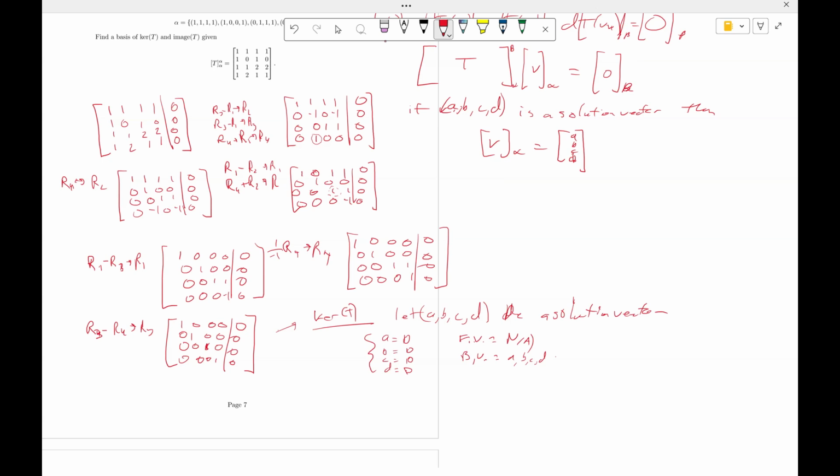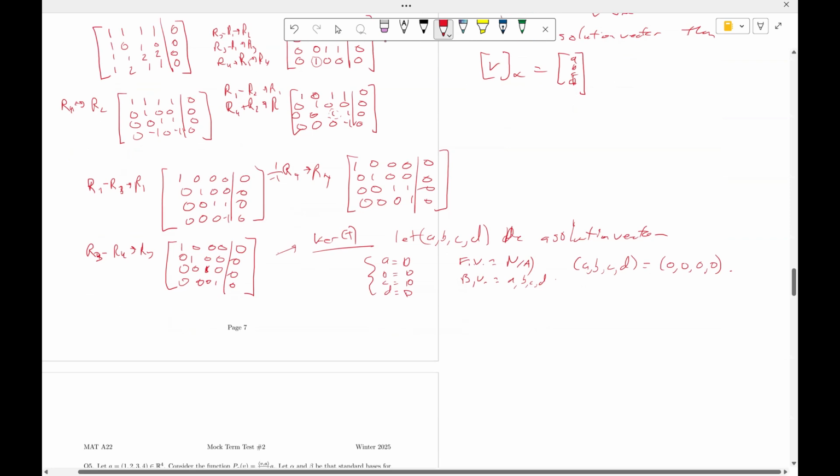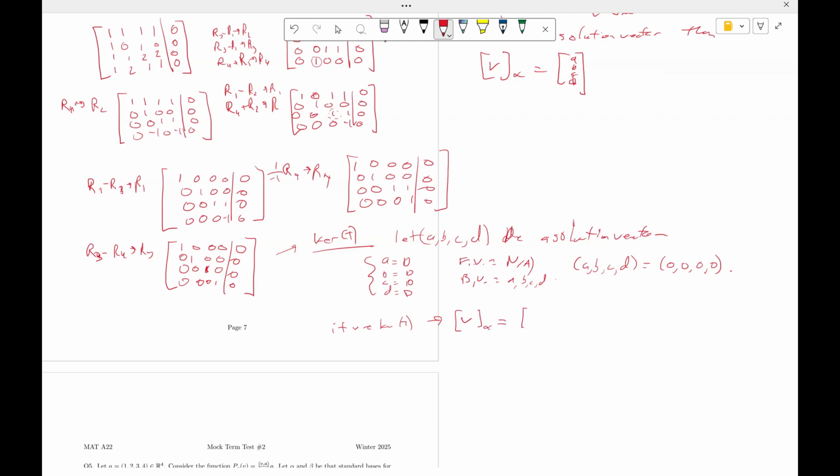From here, we can update our solution vector. (a, b, c, d) equals the vector (0, 0, 0, 0). That's our solution set. So our set of solutions is the set containing the 0 vector. But remember, if v is in the kernel of T, then v_alpha equals (a, b, c, d).